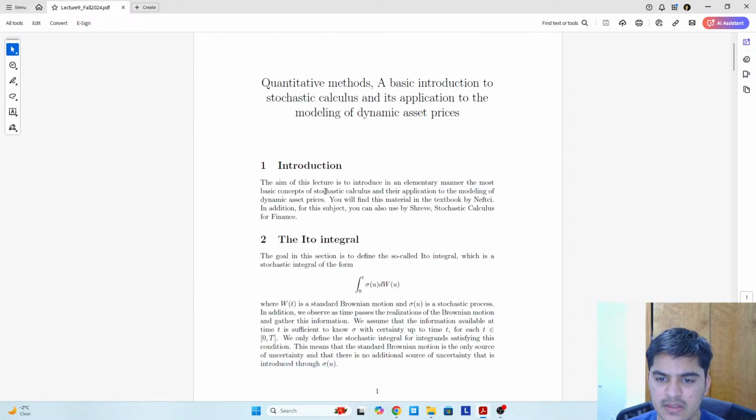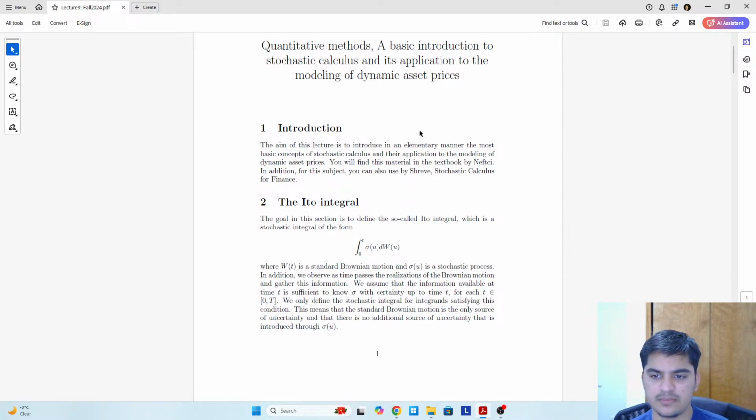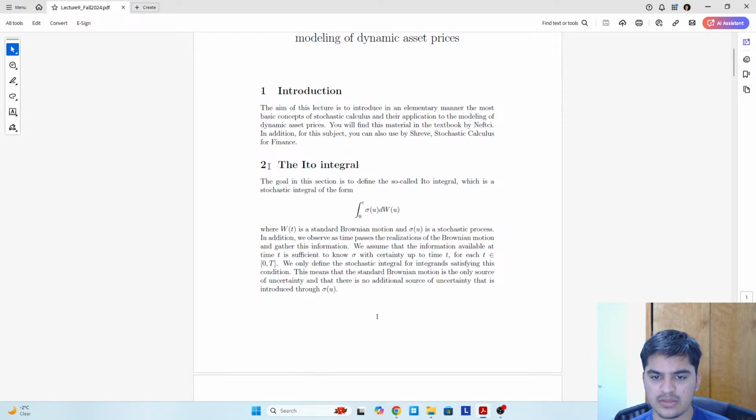So, well, let's start with Ito's integral. I've got my favorite highlighter here.